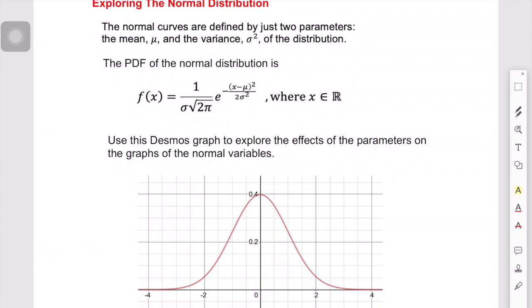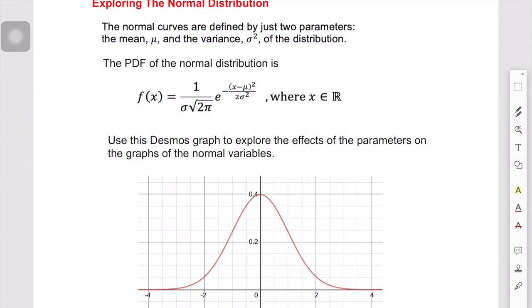So if you enter this equation into Desmos or your calculator with particular values for sigma and mu, because those need to be changed, then you're going to have different bell curves of different shapes, width or spread.